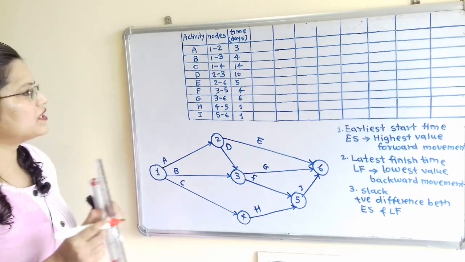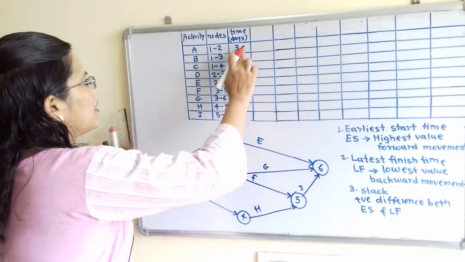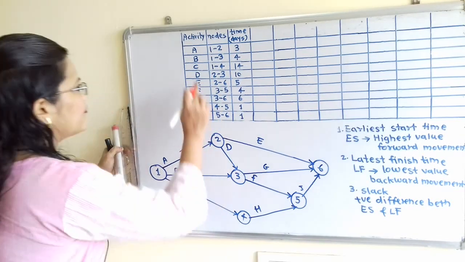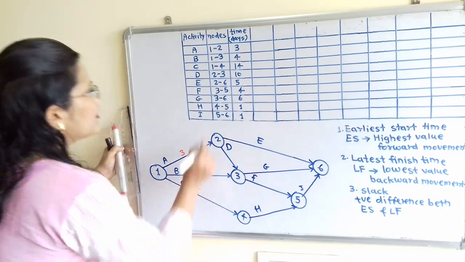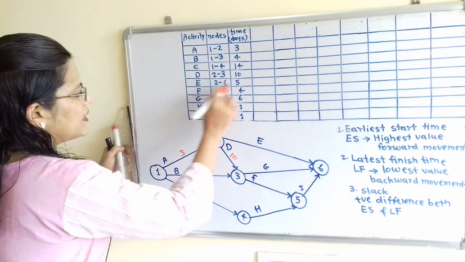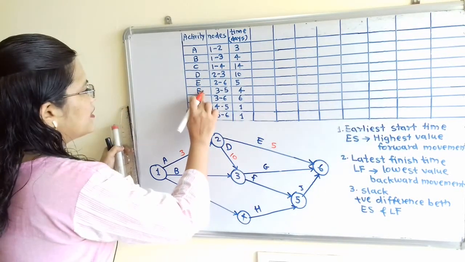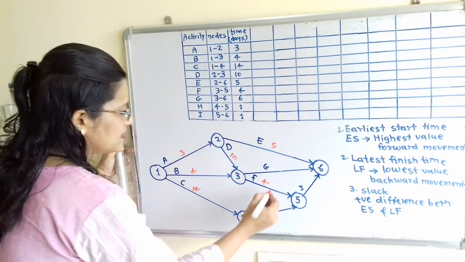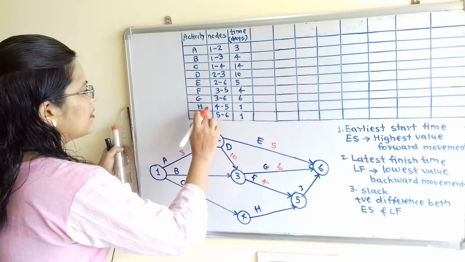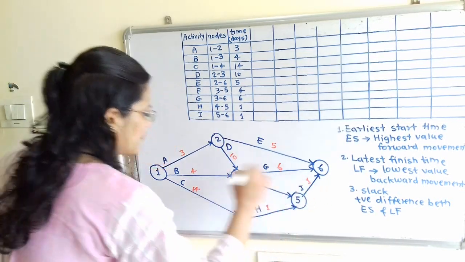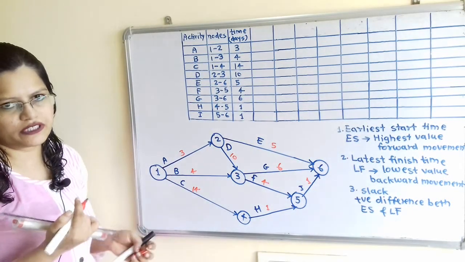Now we also have to mention the time duration, which is given in days. I will mention it here with the help of a red marker. For activity A it is 3 days, for B it is 4, for C it is 14, then D it is 10, for E it is 5, F it is 4, then G it is 6, H it is 1, and for I it is 1. So these are the time durations.